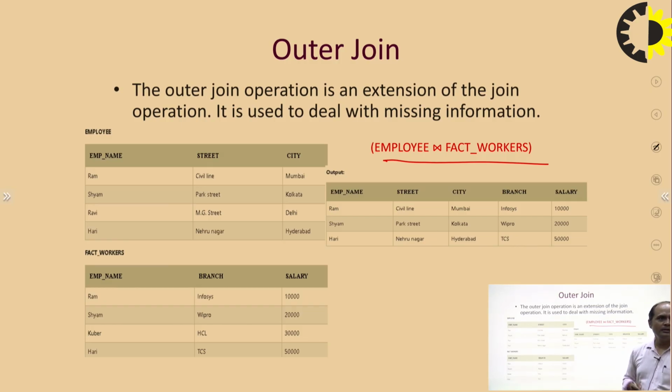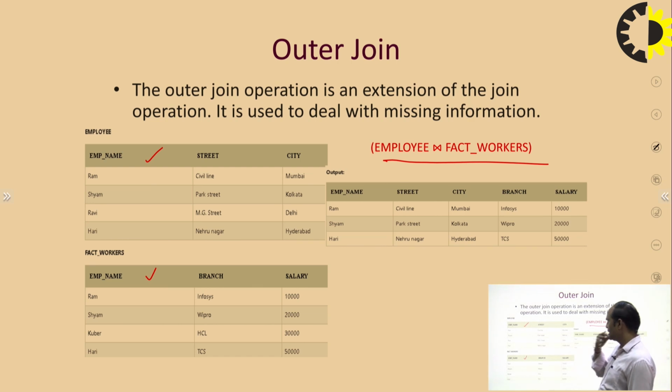So employee name, street and city are the three columns in the employee table, and in the fact worker table there are branch name and salary. These are the two parts, and we can combine them with the help of employee name. Employee name is common in the two tables, and we can combine the records in the particular table.